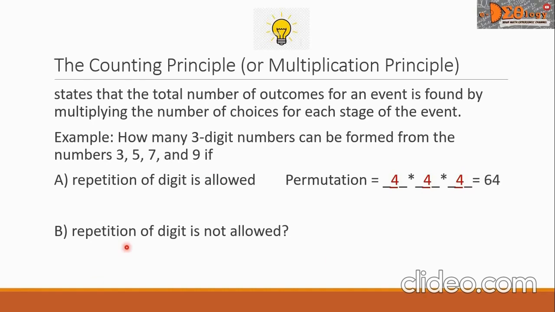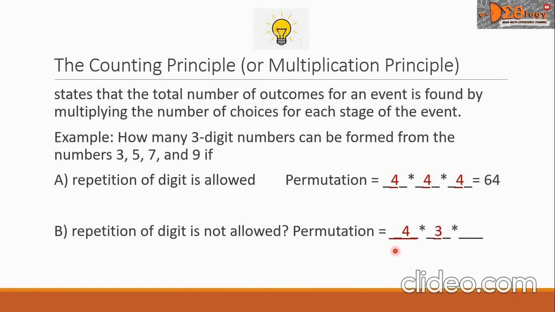Now for letter B. This time, repetition of digit is not allowed. So again, we have 3 blanks here that represents each stage, and we're going to put the choices for each stage. For the first blank, there will be 4 choices because there are 4 digits here. Now, suppose one number is already chosen here. The next blank, there will be 3 choices only.